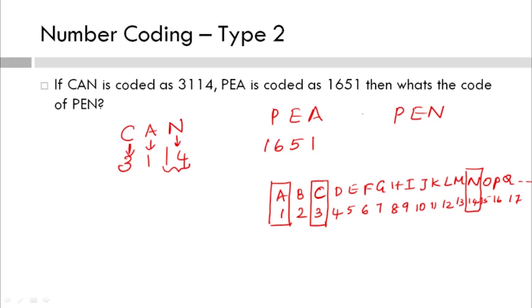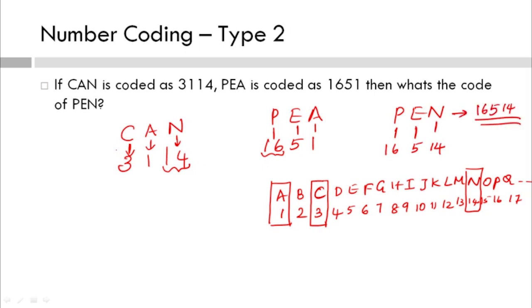Similarly, here P is coded as 16. That is, the position of P in the English alphabet is 16. That's what has been used as the code. And E is 5, and A is 1. So, using the same logic, what will be the code for PEN? Again, P is coming here, so it has to be 16, and E is 5. What is the position of N? N is 14. So the code that we are looking for is nothing but 16, 5, 14.